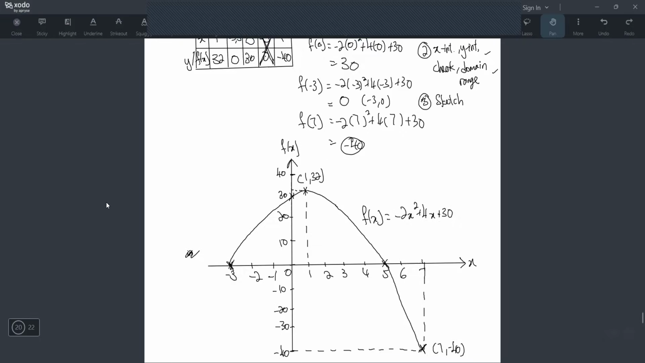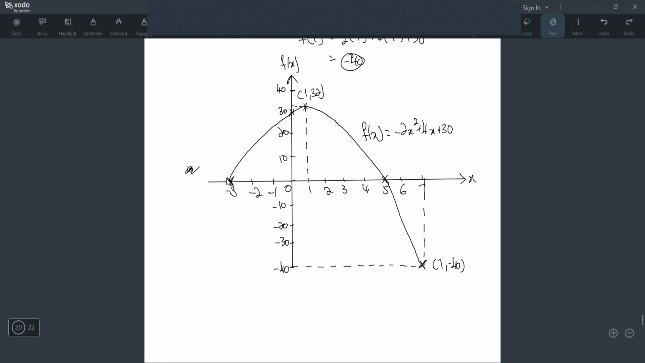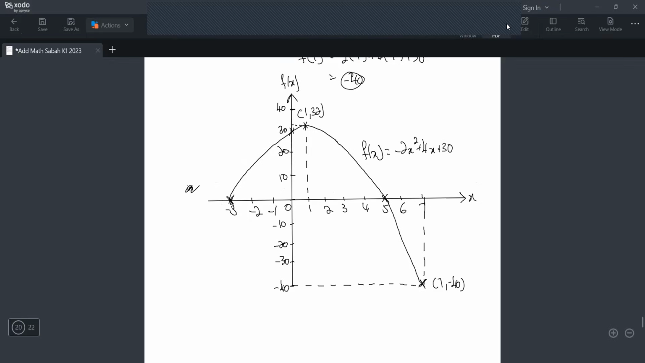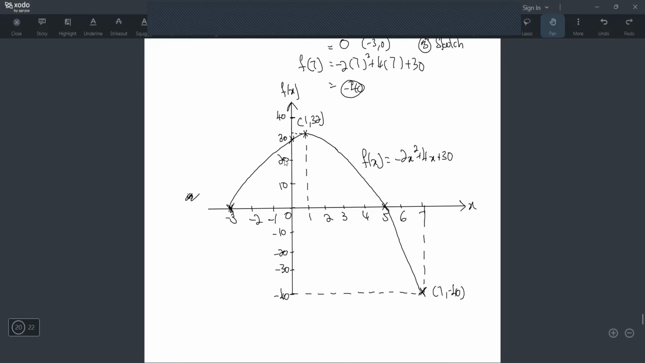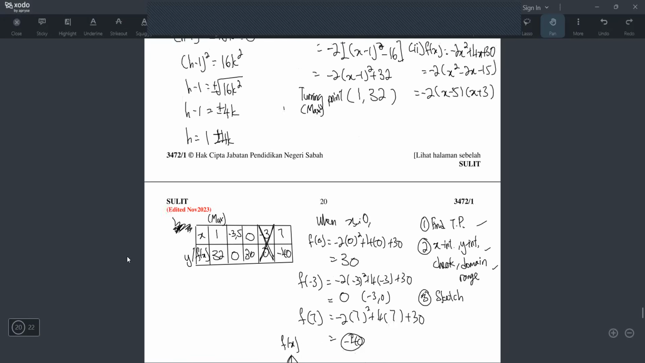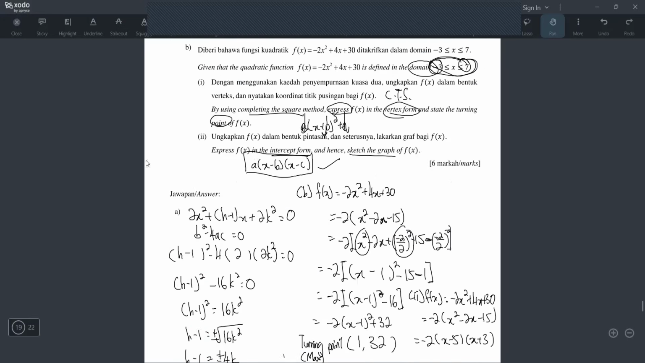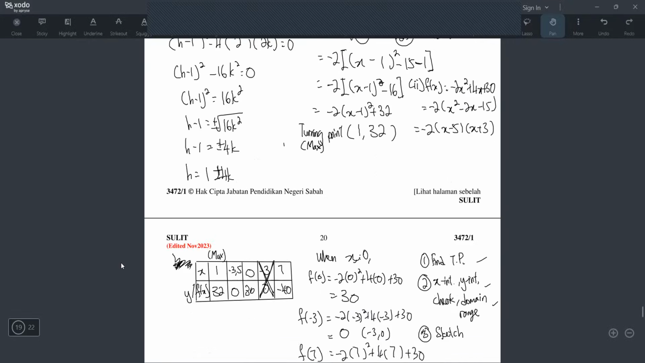Yeah, I think like this is good enough, right? So we have the starting point, the ending point, the x-intercept, the y-intercept, and the turning point. So all the important points, I already find it. Okay, so that's how you sketch. So what they want, sketch the graph. So done already. That's the answer.